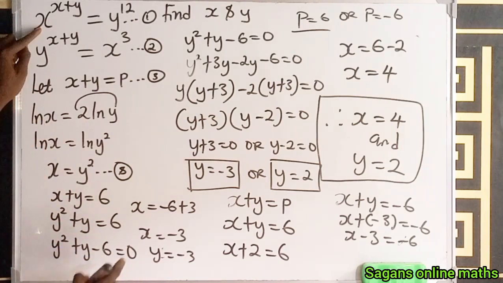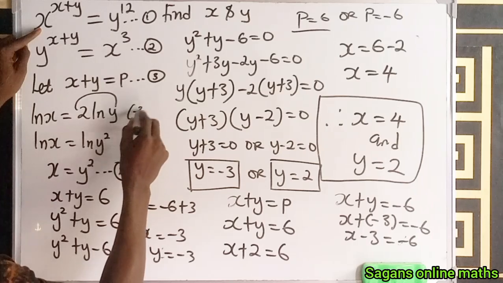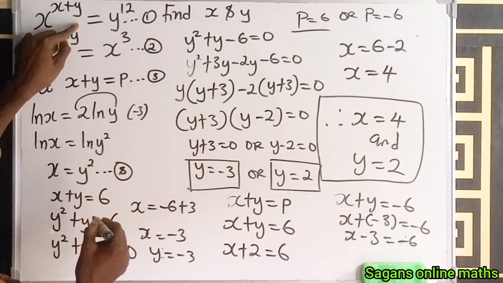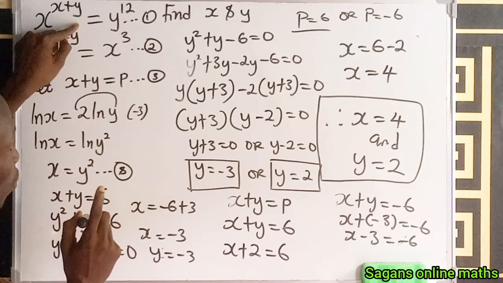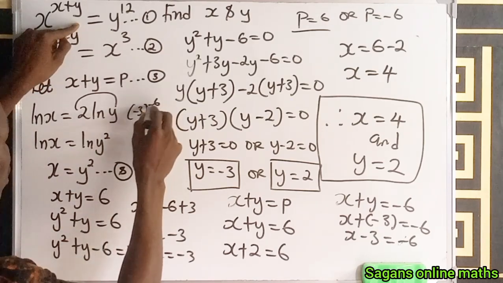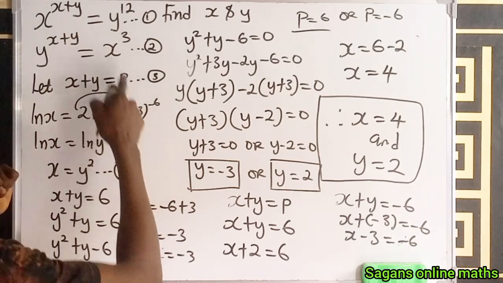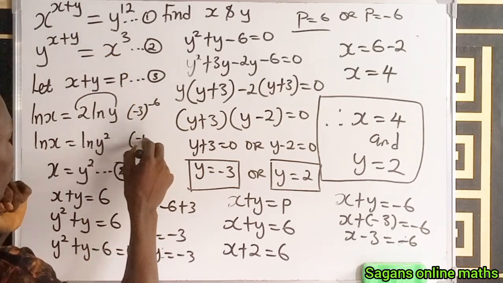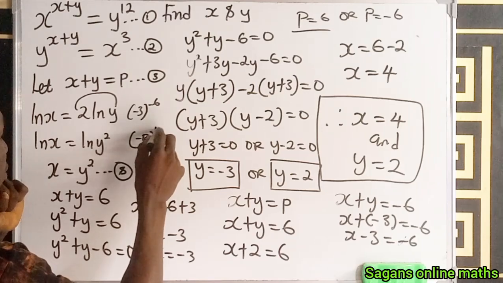If x is minus 3, and y is minus 3, then we know that x plus y is minus 6, right? Let's take it as p equals minus 6. I want to simplify this. Let's see, y is also here and y is minus 3, so this is also minus 3 to the power of 12. I'm trying to check.